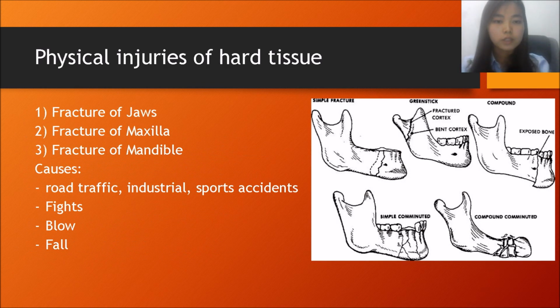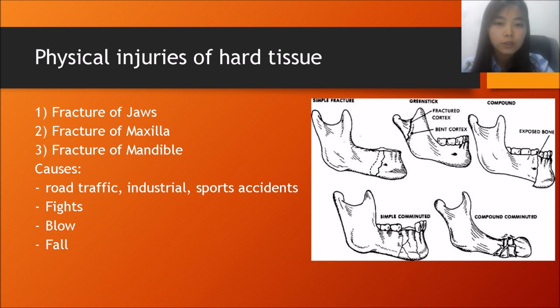The physical injuries of the hard tissue. The most common physical injury involving the bone is the fracture. So these are the examples of the fracture, which is the fracture of the jaws, maxilla, and mandible. The causes for the fracture may be due to road traffic, industrial, or sport accident. The fight, blow, or fall might cause the fracture too. As you can see in the diagram on the right side, there are few examples of fracture.